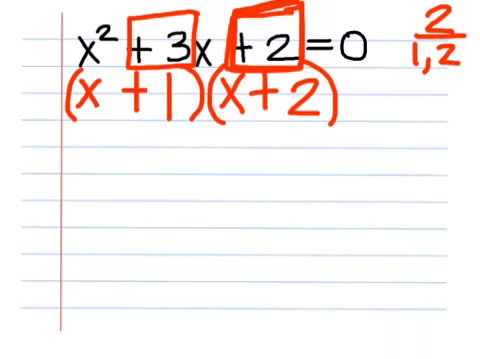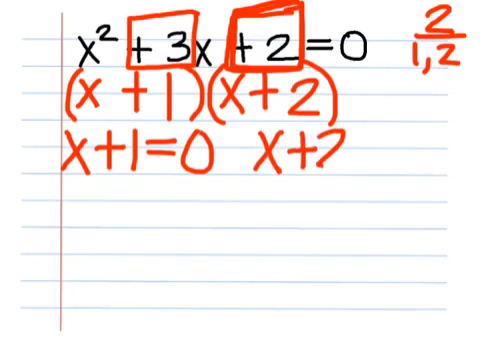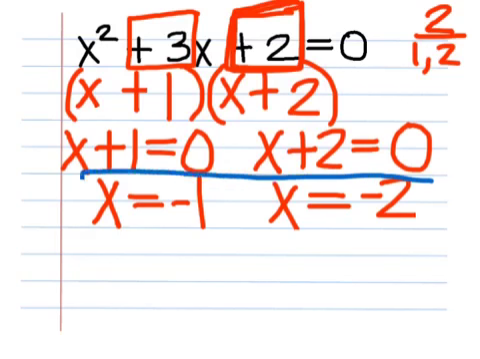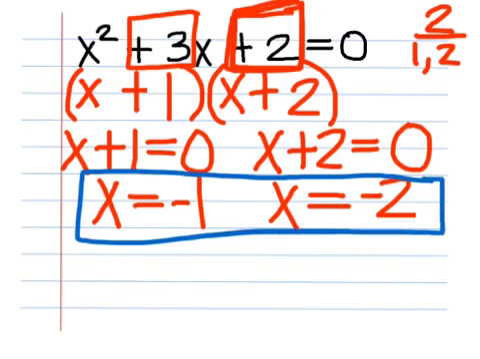Okay, next we need to set each of our factors equal to 0. So we take x plus 1, set that equal to 0, and we take x plus 2, set that equal to 0, and then we just solve for x. X plus 1 equals 0, what's our x going to be? Negative 1, right, we just need to subtract 1 from both sides. X plus 2 equals 0, what is our x going to be? Negative 2. So our final answer is going to be x equals negative 1, x equals negative 2. These are the numbers that we can plug in for x in our equation that will give us 0.